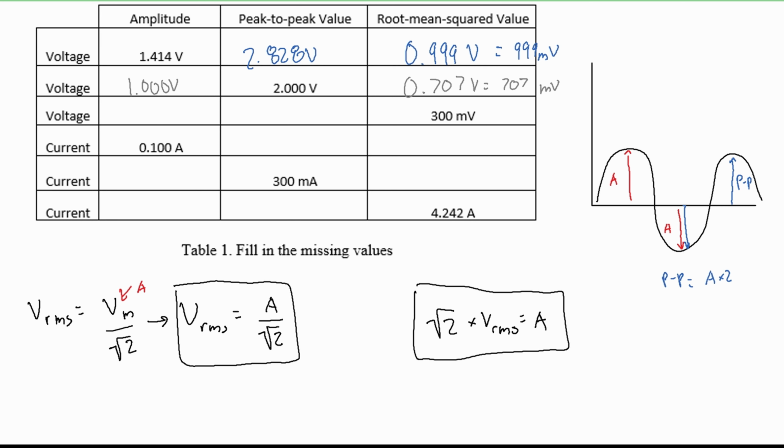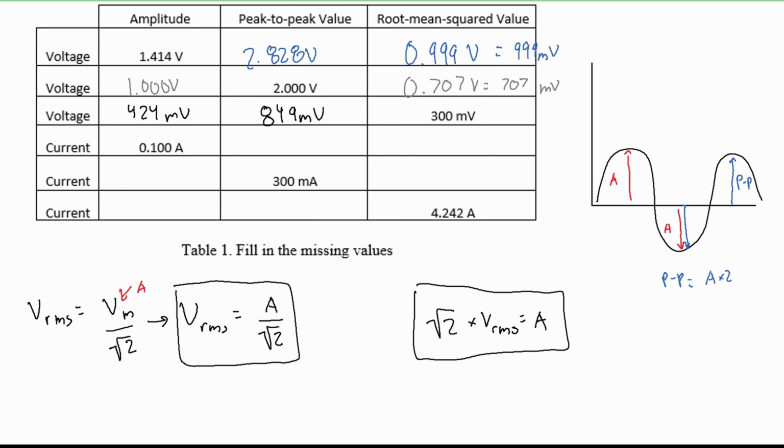Next, we are given 300 millivolts for our root mean squared, so we're just going to find the amplitude. We are going to have the square root of 2 multiplied by 300, and this is going to give us 424. Remember, this is still in millivolts, so when we write this out, it's going to be 424 millivolts. Now to find the peak to peak, we are just going to multiply this by 2, and this is going to give us approximately 849 millivolts. Both these answers are rounded, so it's not exact. Again, rounding is what we did here to get these values.